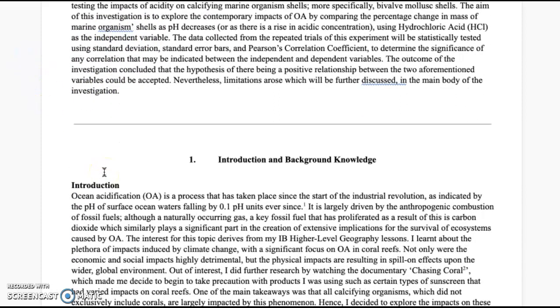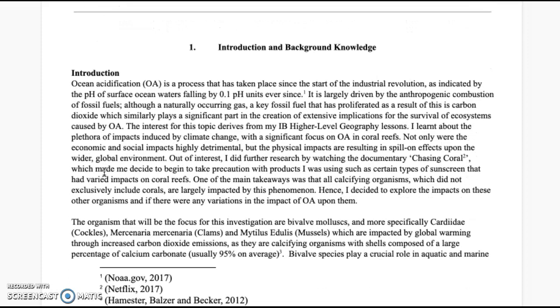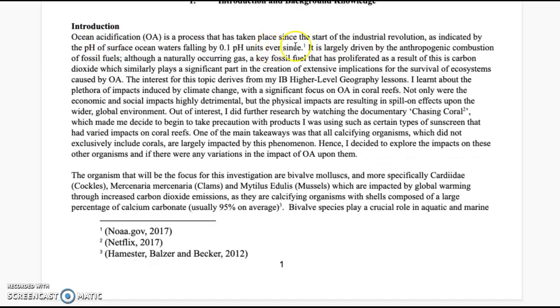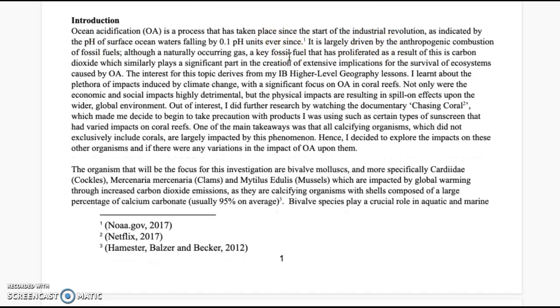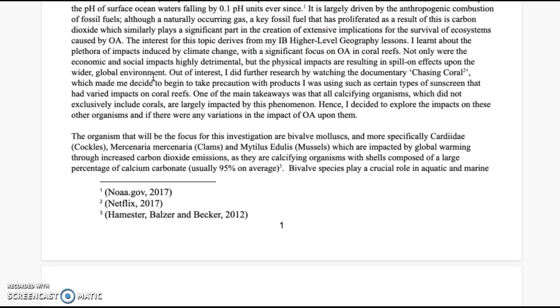Oh yeah, and then introduction here. So this is where you're doing your intro and background knowledge. So I'm just basically explaining the phenomenon that I'm investigating, which is ocean acidification, talking about how it's a world issue a little bit, and then relating it to my IB geography lessons. That's how I became interested in this topic. And then I wanted to explore it in a more biological way.